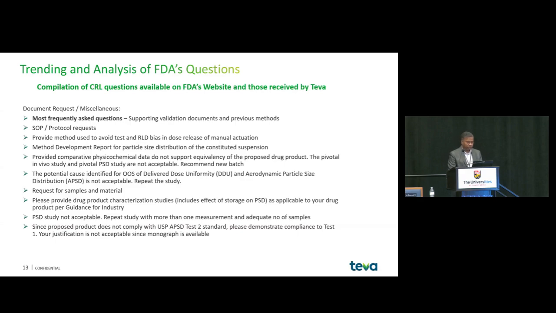And the other common question is request for samples and material. Please provide drug product characterization studies as applicable to your drug product per guidance for industry. PSD study not acceptable. Repeat study with more than one measurement and an adequate number of samples. Since the proposed product does not comply with the USP PSD test 2 standard, please demonstrate compliance to test 1. Your justification is not acceptable since a monograph is available.